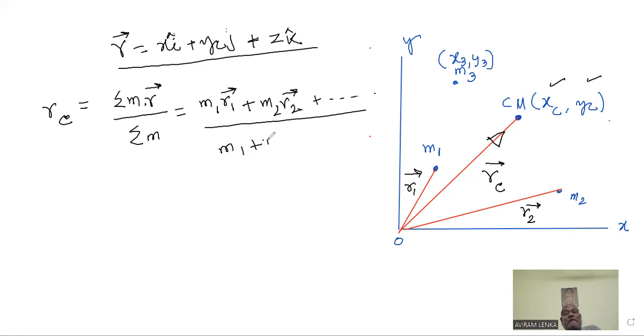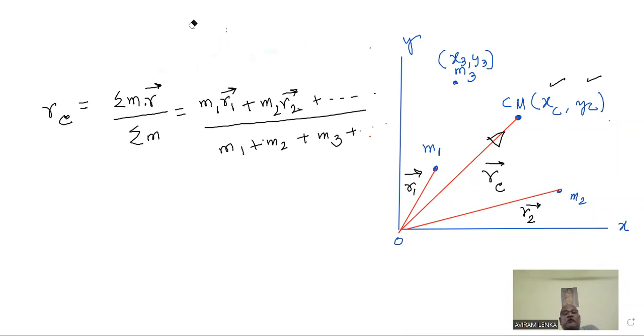The series continues till the last mass is over, divided by m1 plus m2 plus m3, plus the series continues till the last mass is over. There is no limit to the number of extensions you can make to this formula.